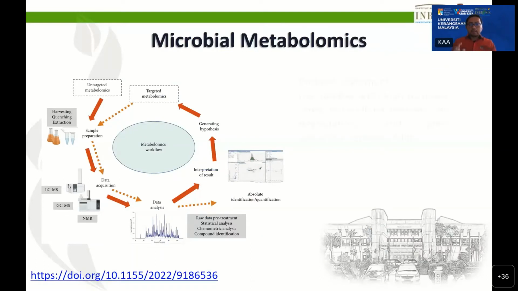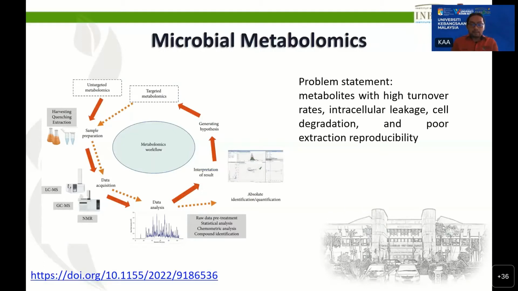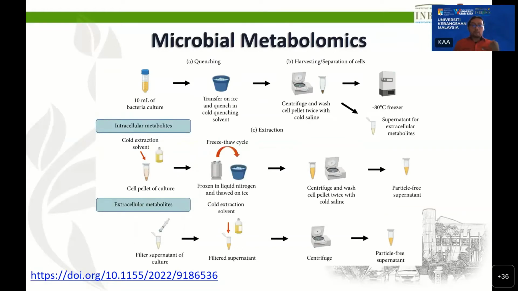As for microbial metabolomics, it is quite similar to plant metabolomics, but there are a few steps that are quite different. Earlier I mentioned quenching. The idea of quenching is that most of the metabolites in microbial metabolomics, especially intracellular ones, have a high turnover rate. And then you have problems such as intracellular leakage, cell degradation, and poor extraction reproducibility. In order to overcome this limitation, we employ quenching solutions. There are a number of quenching solutions that we can employ.